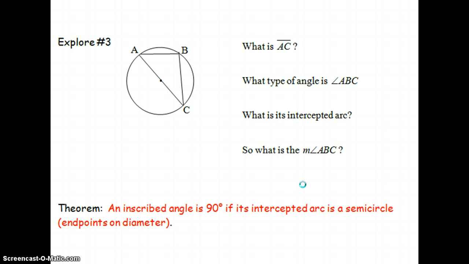Let's look at a third property here. We see that we're given a few questions and then we'll discuss the theorem below. So, what is segment AC? So if you look at segment AC on your diagram here, you'll notice that the endpoints lie on the circle and it does go through the center of the circle. So by definition, this is a diameter.